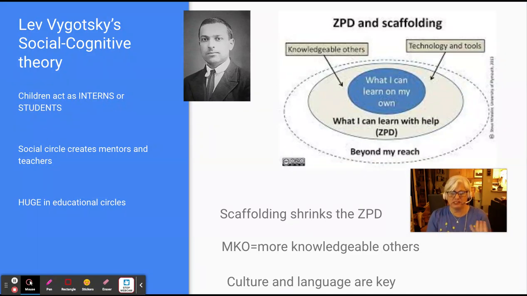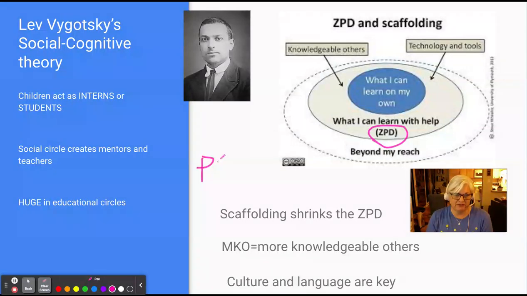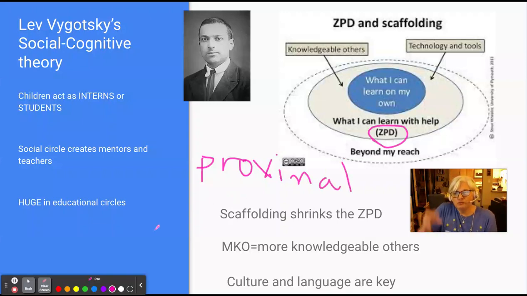Now, he had three zones of development, and the one that's most often talked about is called ZPD. That stands for zone of proximal development. Proximal means close, but not quite. So basically, if you look at this, the middle thing is what you can do on your own. Then you have this second zone, which is the ZPD, or the zone of proximal development. That's what you can learn with help from others.